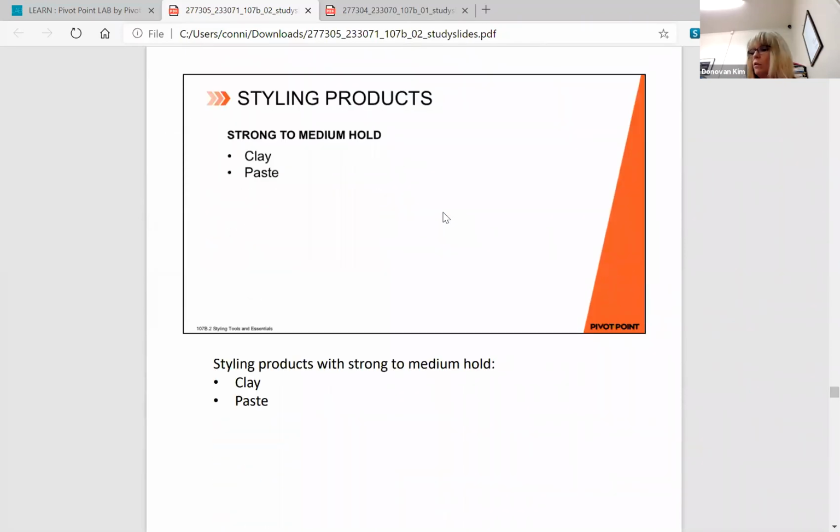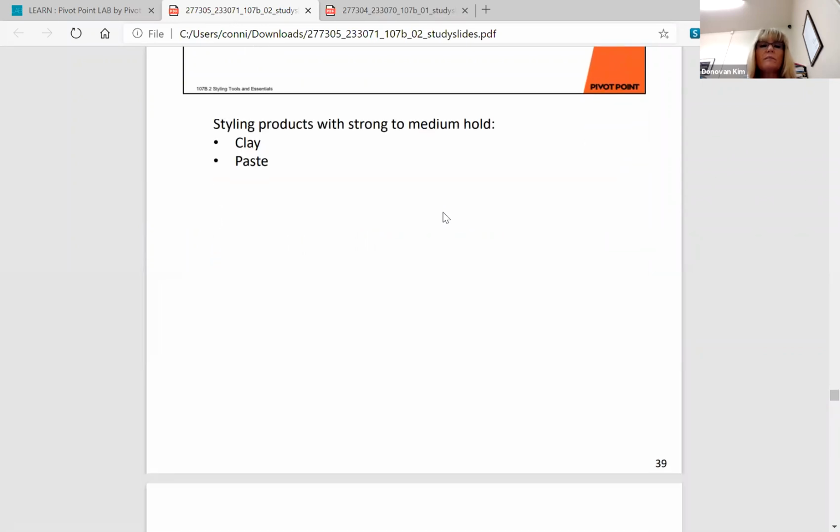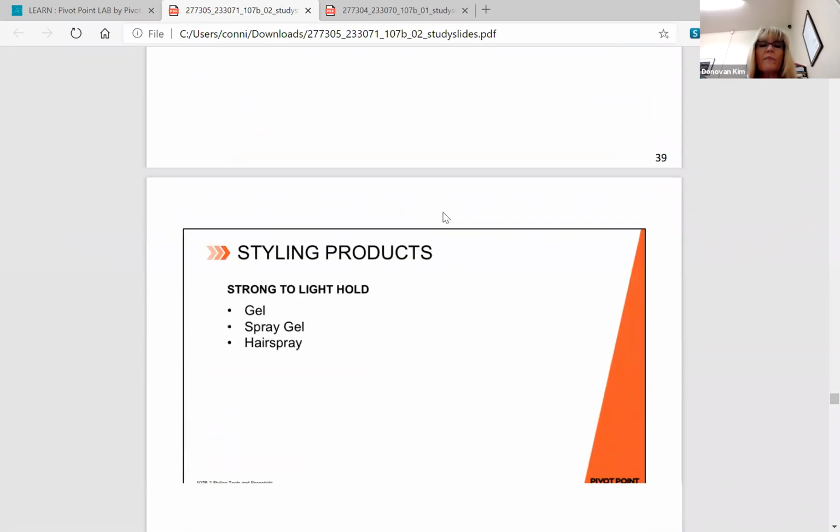As a general rule, if you're going to use a clay or a paste, you're going to get a strong to medium hold. This doesn't always mean that, but clays usually give you a matte to semi-matte finish, and add texture, definition, and support. It could give you some thickness and body. A paste is still matte to semi-matte, but it can be used with a variety of looks. It adds control, definition, and separation. Could you mix those two together? Sure, because they're both real solid. And a wax could even fall under that category.